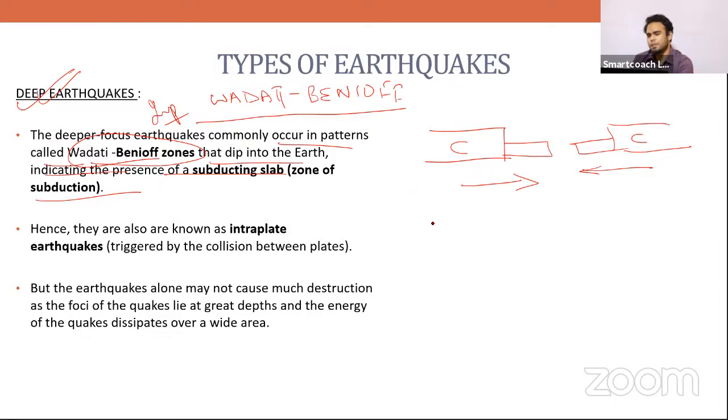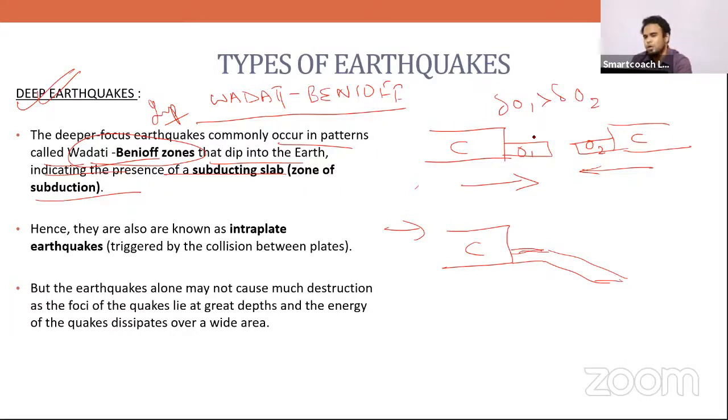So what happens in the next case? Because of your convergence, what will happen? Suppose this is the denser one and this will move below. We have already understood this, right? If this is your ocean floor 1, and this is your ocean floor 2, suppose the density of ocean floor 1 is more than the density of ocean floor 2. So your ocean floor 1, being denser, will subduct under your ocean floor 2, right?